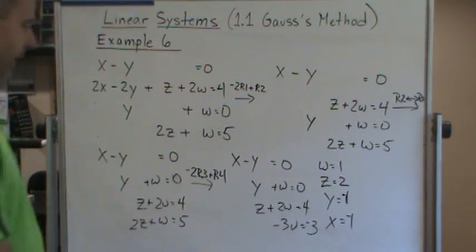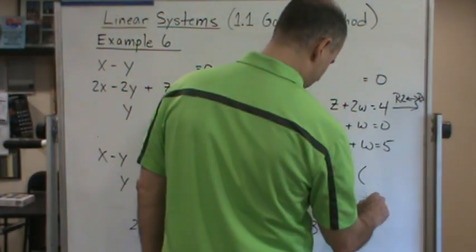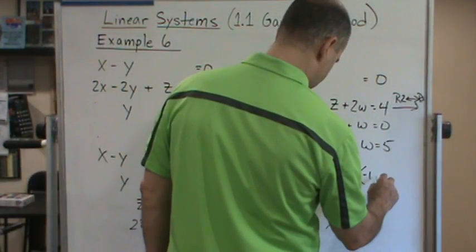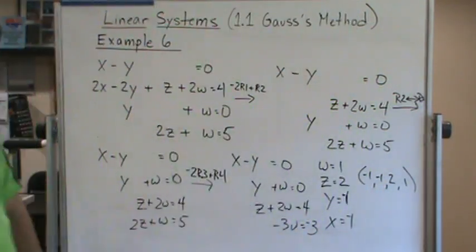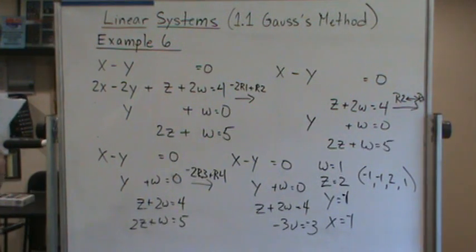And so my solution is going to be negative 1, comma, negative 1, comma, 2, comma, 1, right? So that's my solution. Okay, and that's it. Anyway, I'll just leave it at that. We'll talk about it next time.